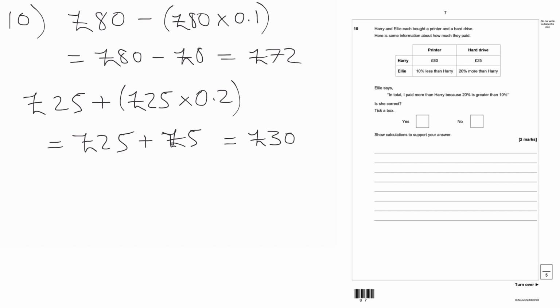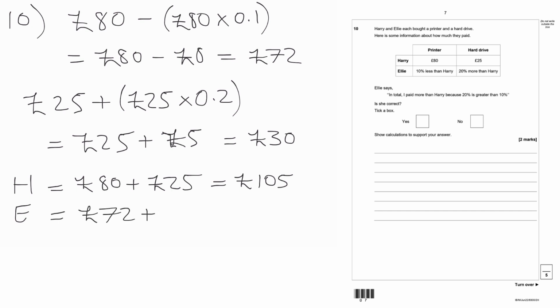So all we have left to do now is work out the total amount spent by both Harry and Ellie. So for Harry, his total amount is £80, plus £25, which gives us a grand total of 105. And for Ellie, she paid £72 plus £30, which gives us £102.